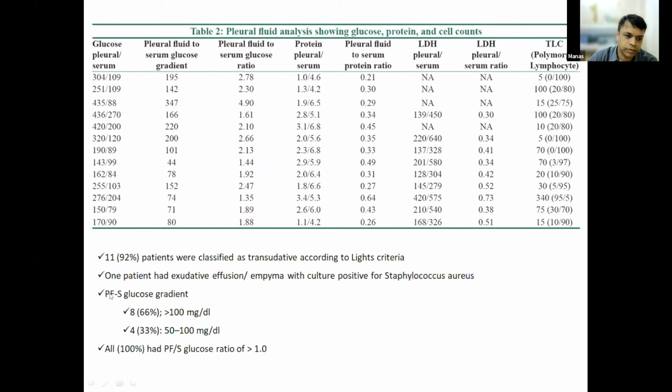And coming to the pleural fluid to serum glucose gradient, 8 patients, almost 66%, have more than 100 and 4 patients have 50 to 100. We have not found any patient who has less than 50. And all patients have a glucose ratio of more than 1. So probably this holds true in our case series.